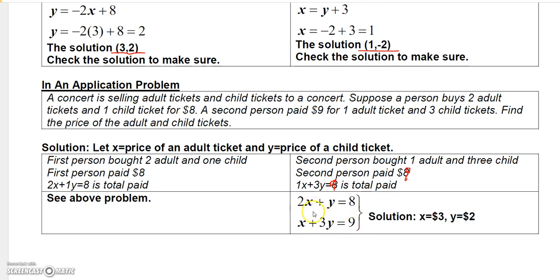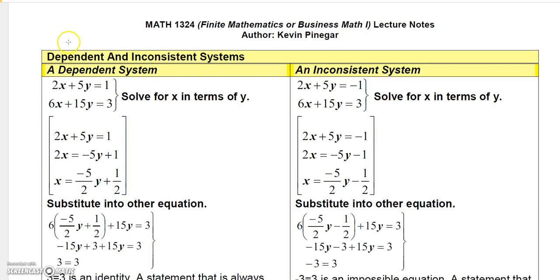And I've already solved this system for you, so you can go back and look and see how it was solved up here, but the solution is the solution I got up there, which is x equals $3 and y equals $2 for the price of the tickets. Let me show you now how to recognize dependent and inconsistent systems.